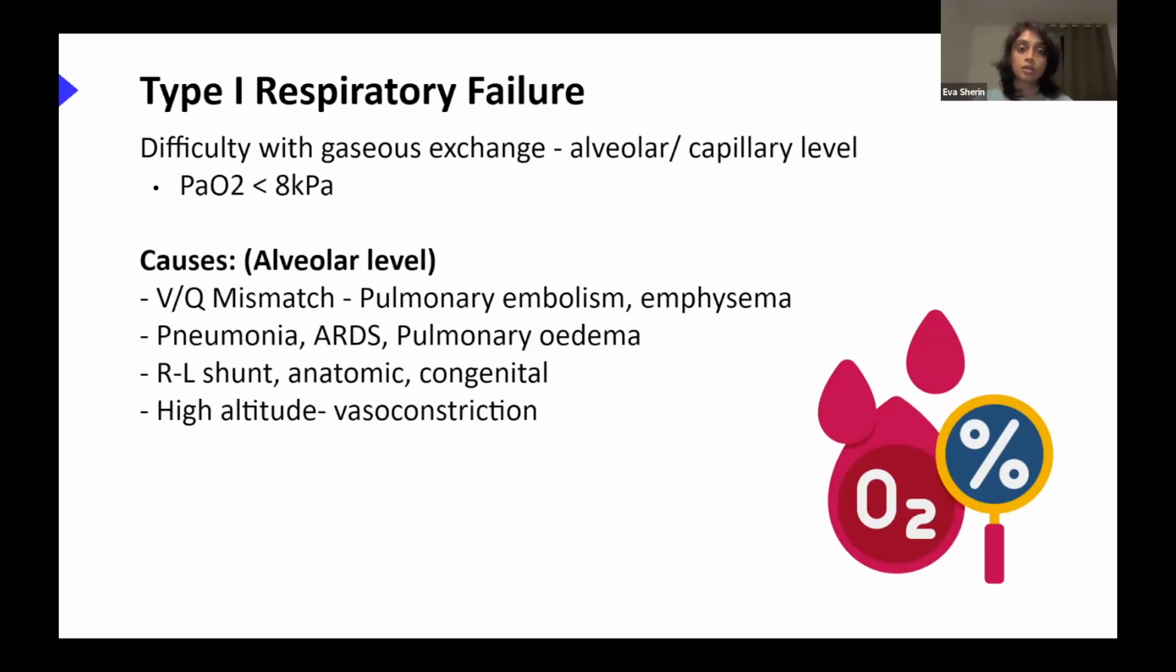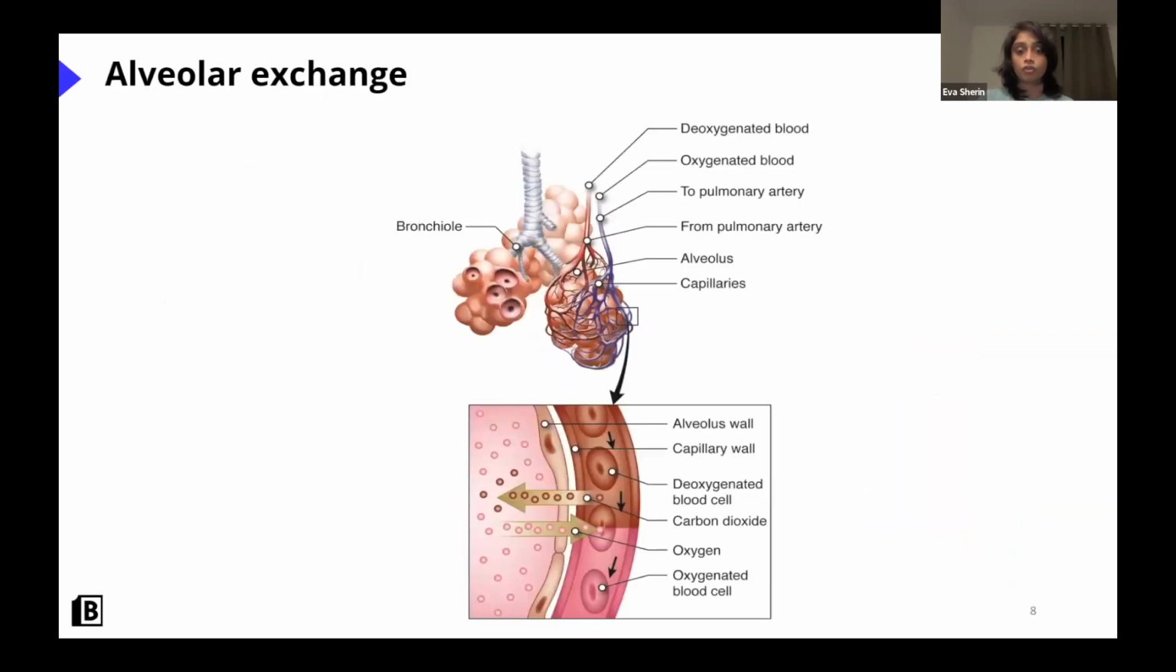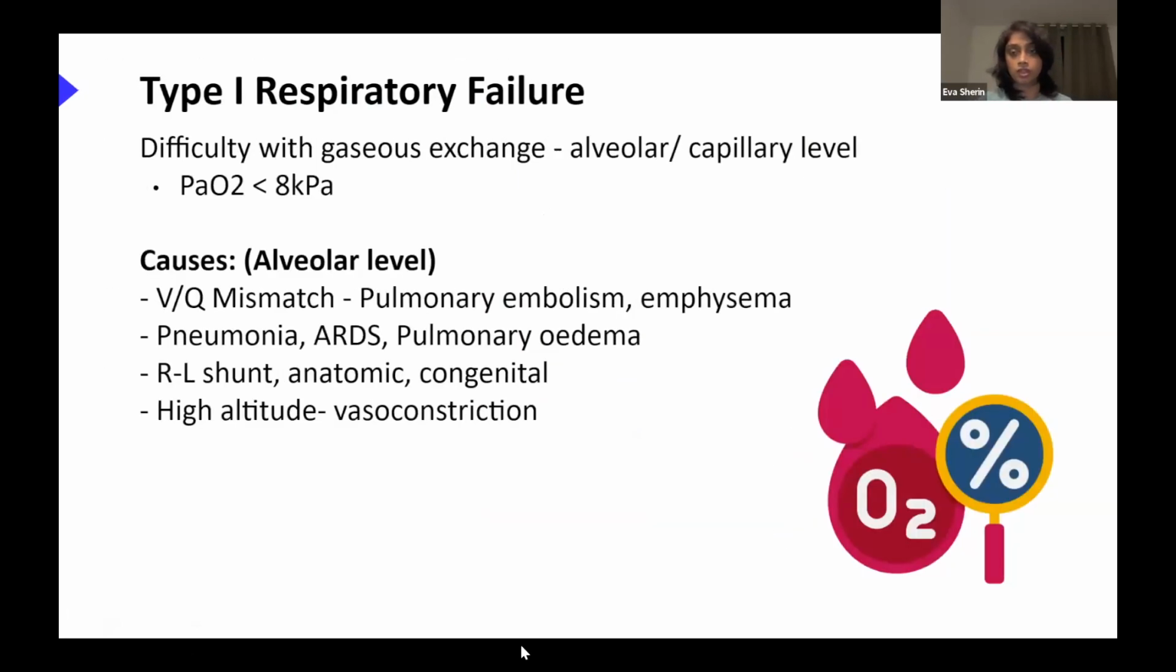Pneumonia, ARDS, and pulmonary edema are all something that happens in the lung parenchyma, in which, if you look at the picture before this, you can see that these parenchymal cells actually get affected in pneumonia, ARDS, and pulmonary edema. Thereby, the gaseous exchange gets obstructed in a way and doesn't happen like it should be happening. Right to left shunt is when there is a mixing of oxygenated and deoxygenated blood.